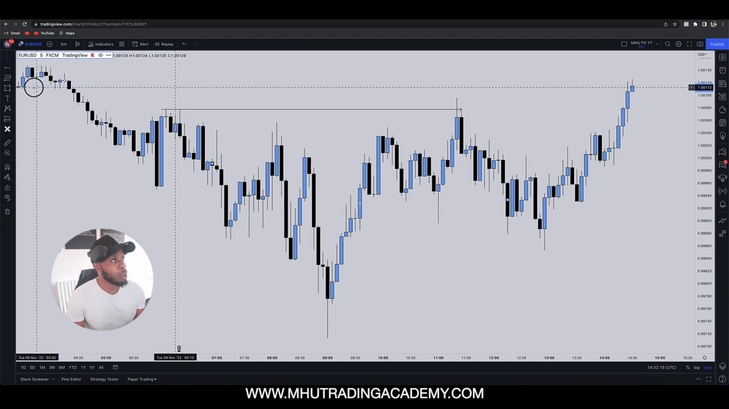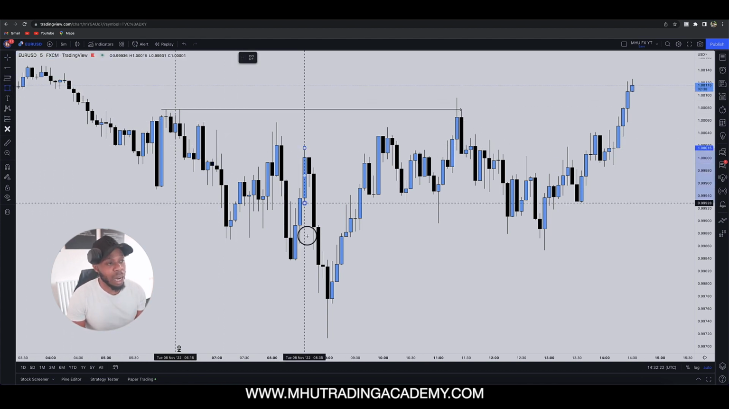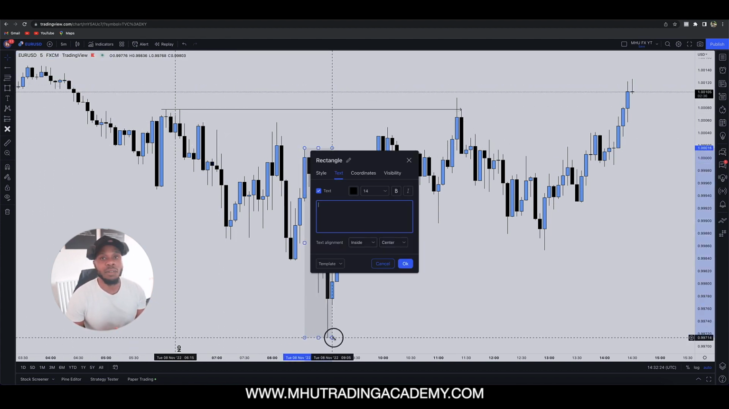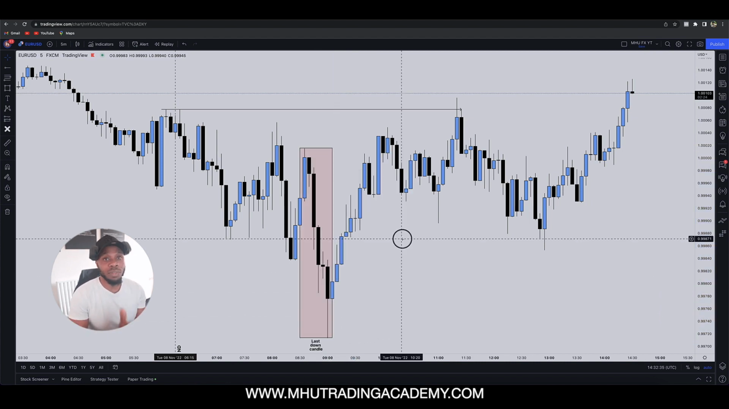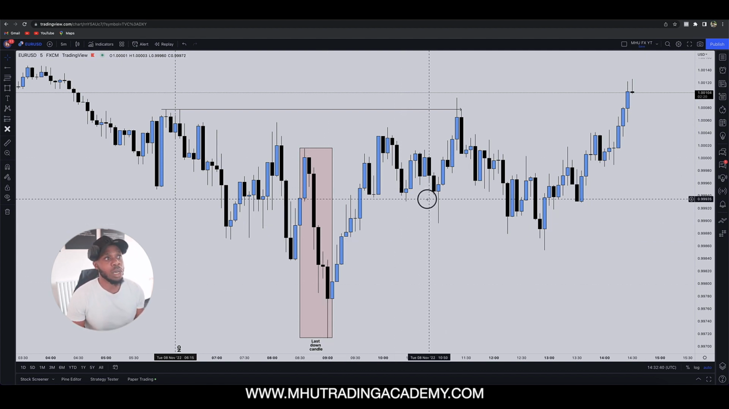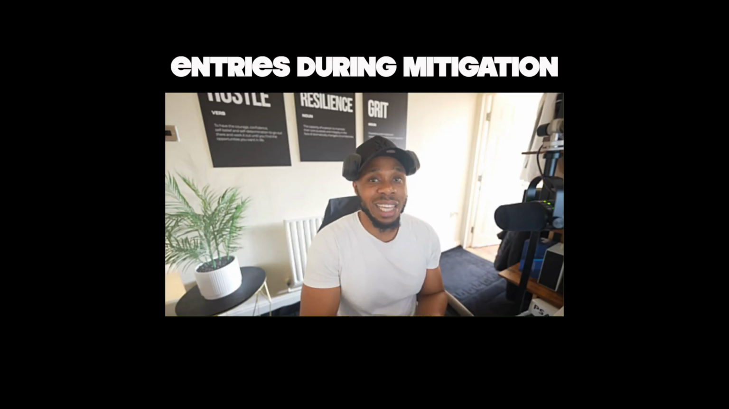And so now the moment price does that, I'm thinking this is the down close candle that we need to be looking at for potential entries when price comes back to this institutional candle. So with that in mind, I'm going to be looking for some kind of retracement into this down close candle, and then ideally I want to be getting it in when mitigation is taking place.